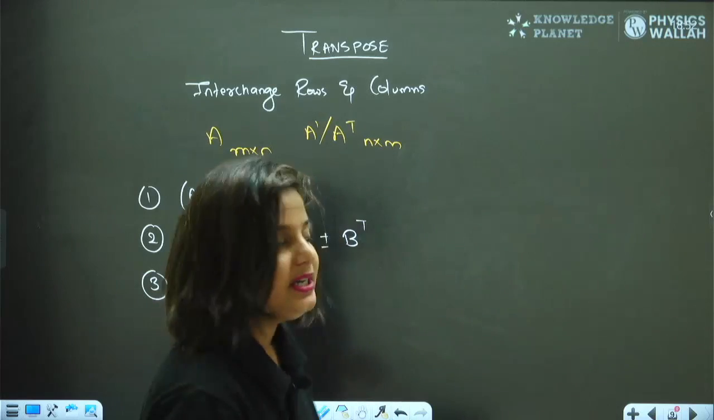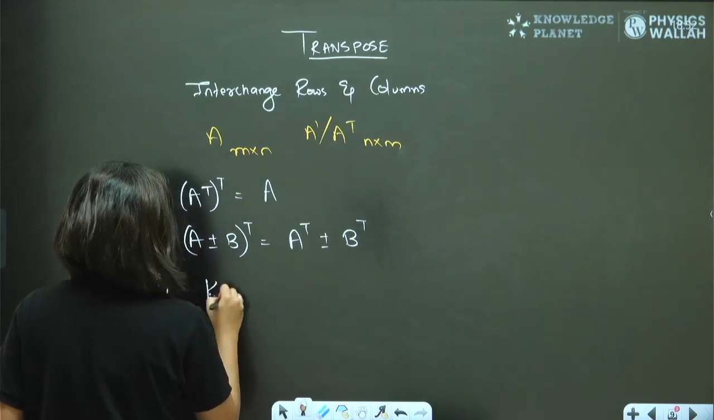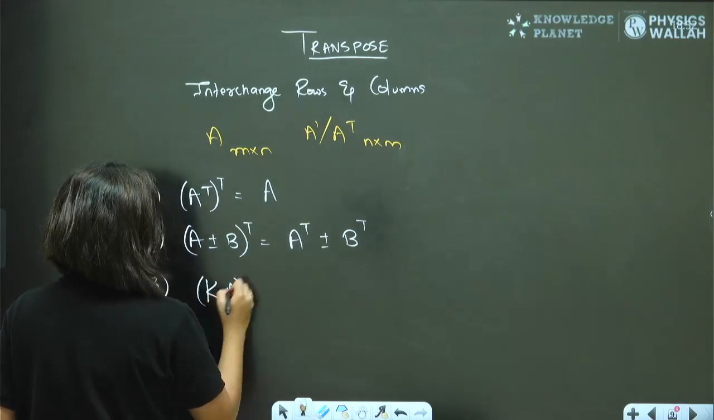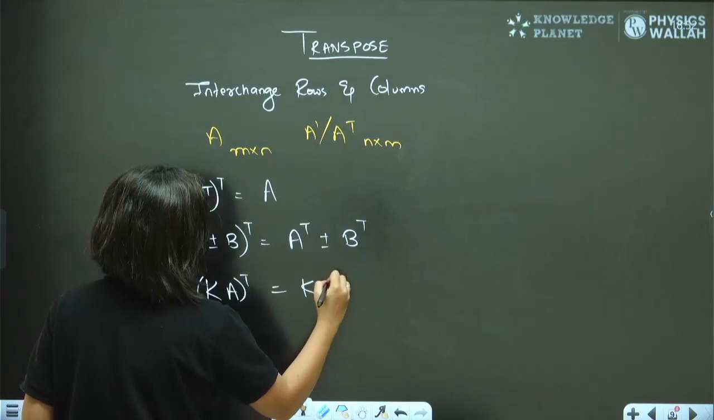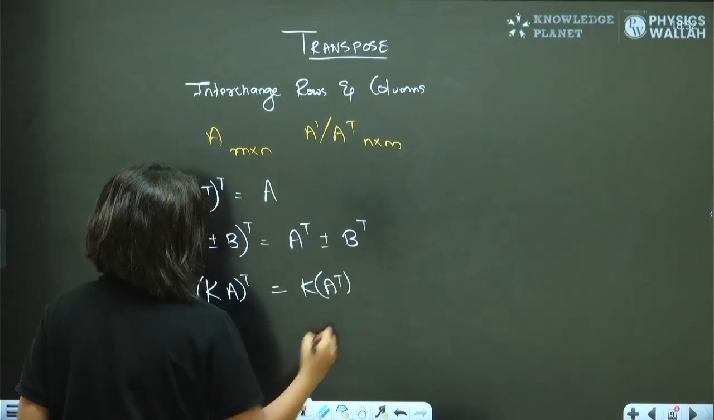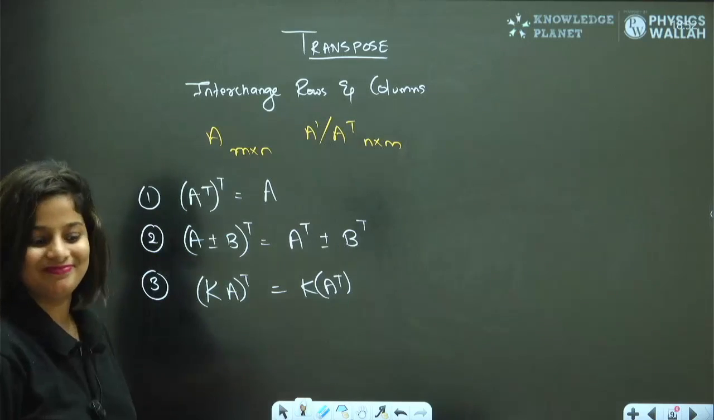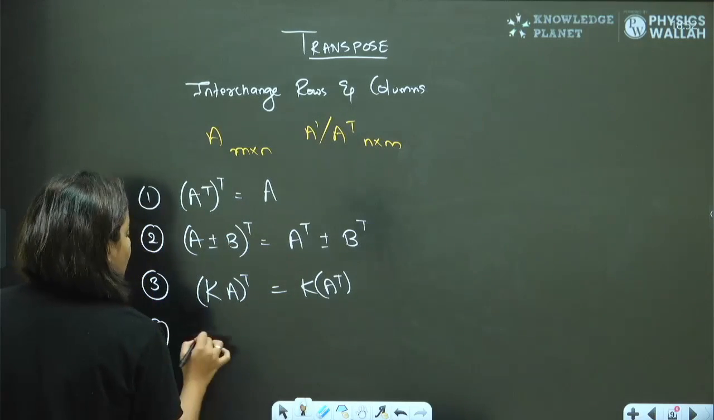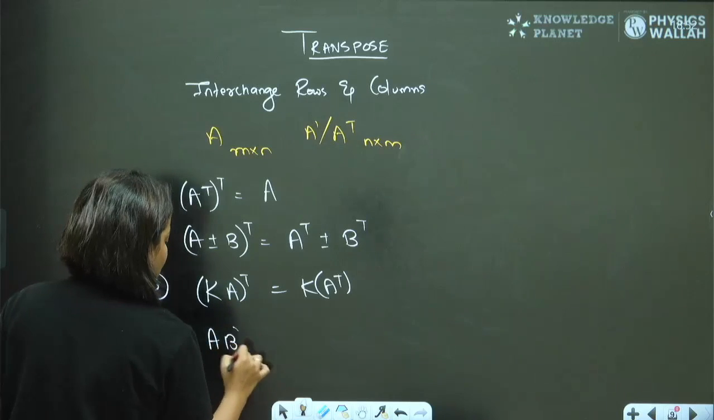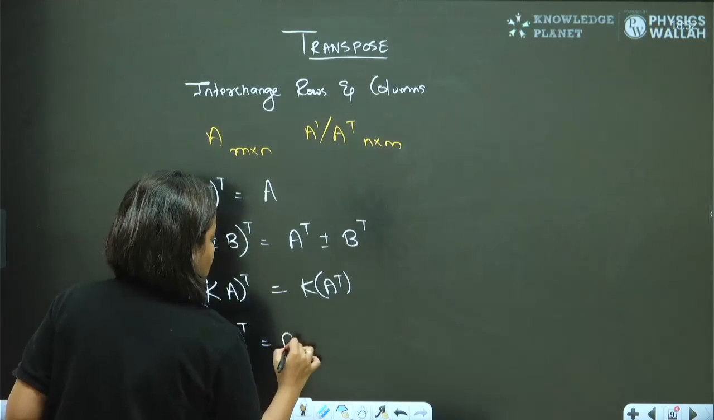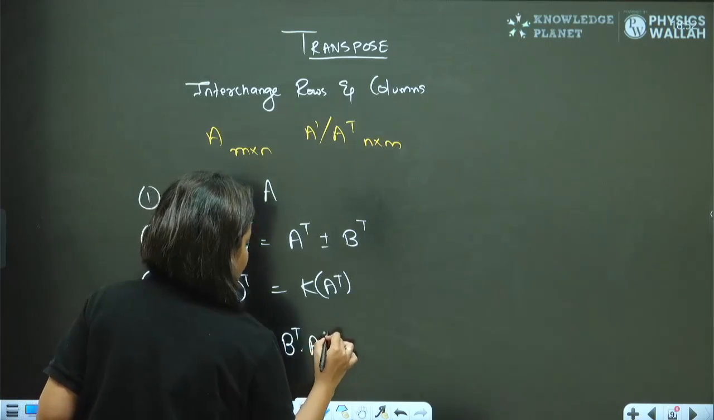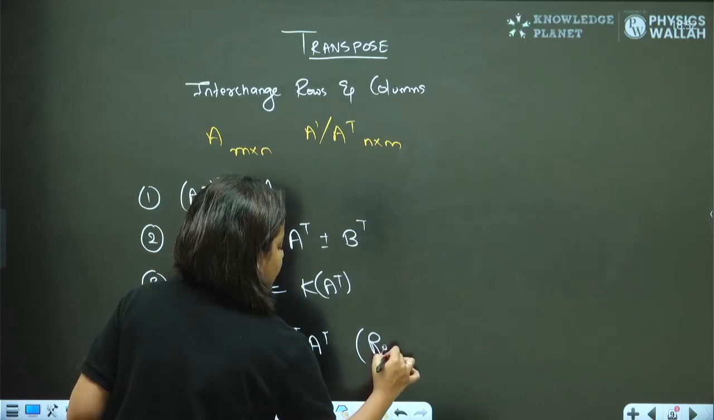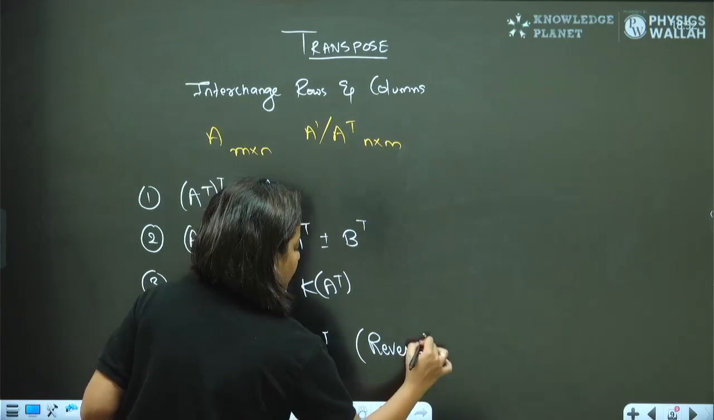Third property: K into A, the whole transpose is the same as K into A transpose. Last but not the least, the reversal law: A into B, the whole transpose is equal to B transpose into A transpose. This is called your reversal property.